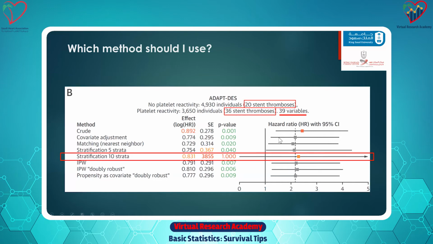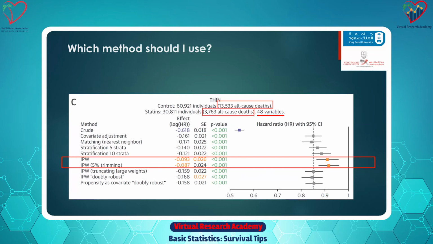And what they found is that stratification didn't give us as good an estimate, with a very large confidence interval. So maybe when we don't have too many events, or if you're using too many variables, stratification is not the best technique, but others had similar estimates. And then they accessed a very large observational study database, THIN, looking at statin and mortality.